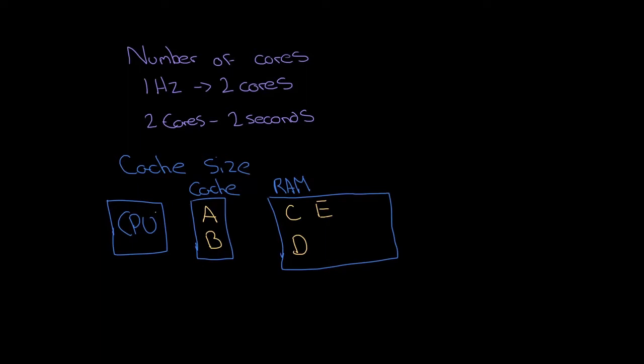So let's say the CPU wants to get letter A. Let's say it takes 1 millisecond to access cache, and so the data is returned to the CPU in 1 millisecond. But then let's say the CPU needs letter C. Well, that's a problem because RAM is much slower than cache to access.